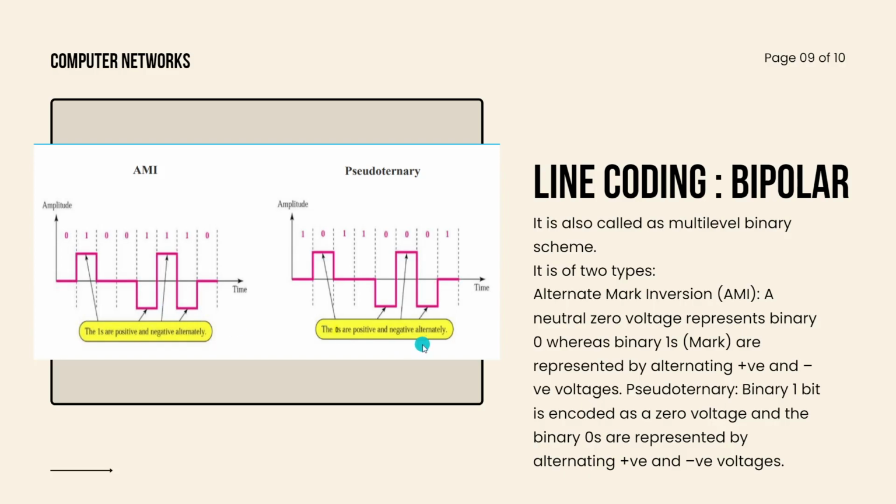And the second type is pseudo-ternary. Now in pseudo-ternary, binary 1 is encoded as a 0 voltage and the binary 0s are represented by alternating positive and negative voltages. It is the same thing. 1 is at the base and 0 alternates between positive and negative in pseudo-ternary bipolar line coding.